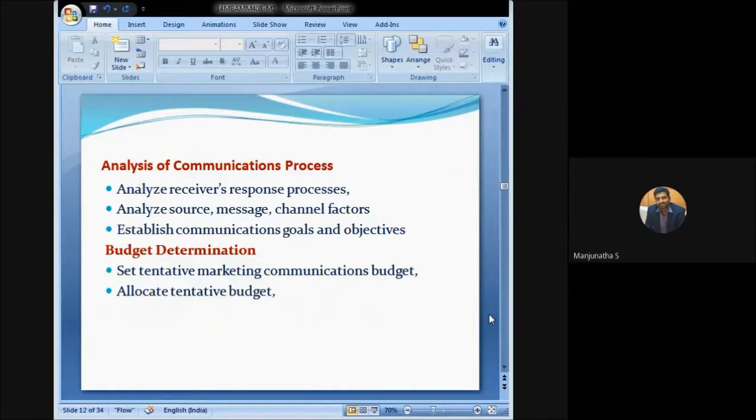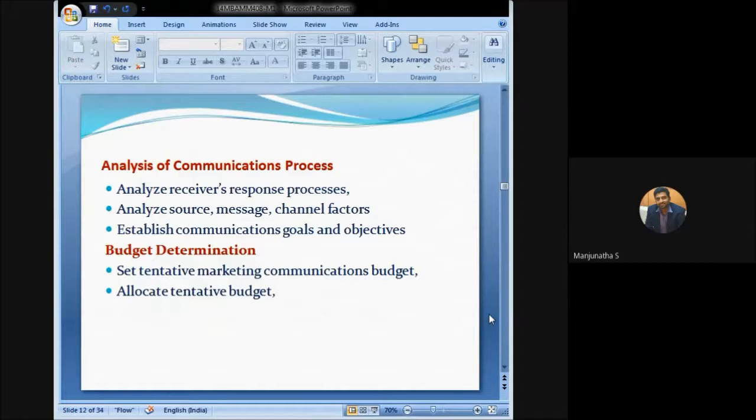Then establish communication goals and objectives. We need to establish the goals of the communication, what we need to communicate at the end, what result we need to get, and what objectives we are keeping, to go as per the objectives. All that we need to focus on in the analysis of communication process.